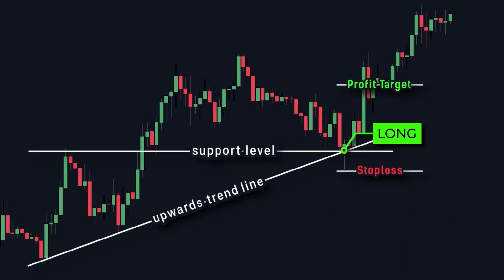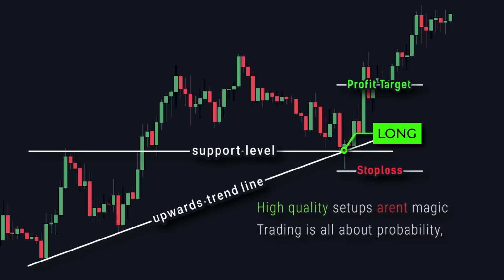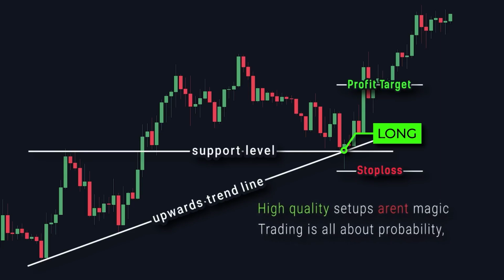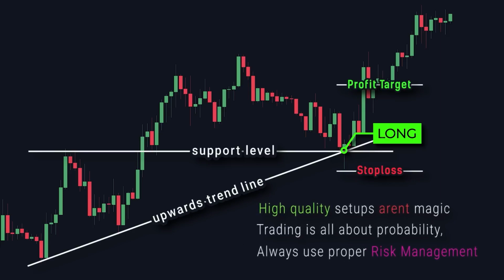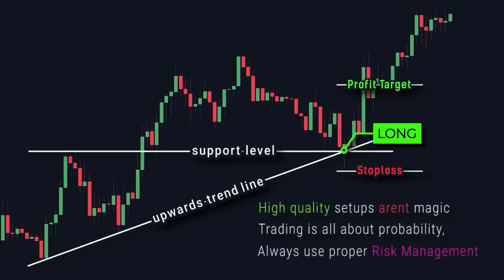But keep in mind, these setups aren't magic. A trade can still fail even if it's a high-quality setup. Remember, trading is all about probability. Nothing is ever guaranteed. So never go all in on one single trade and always use proper risk management just like the one that I taught. Now let's look at more examples of these high-quality setups.